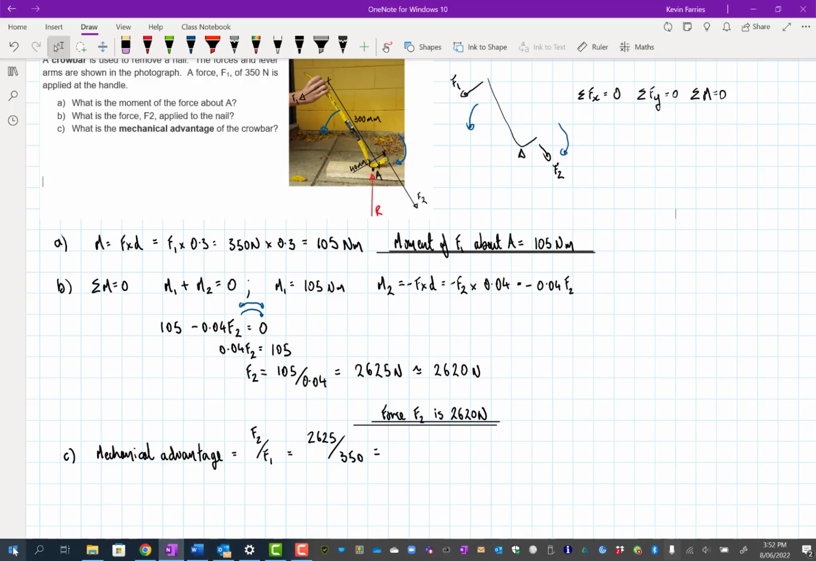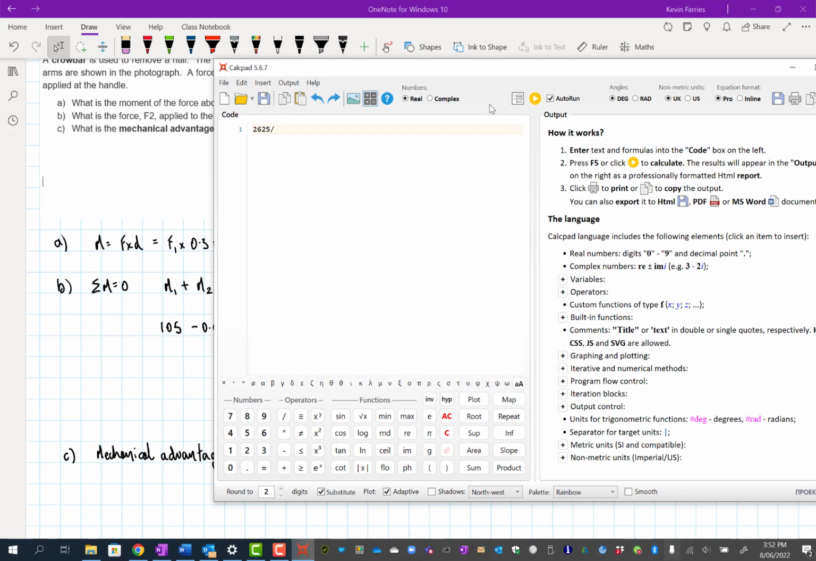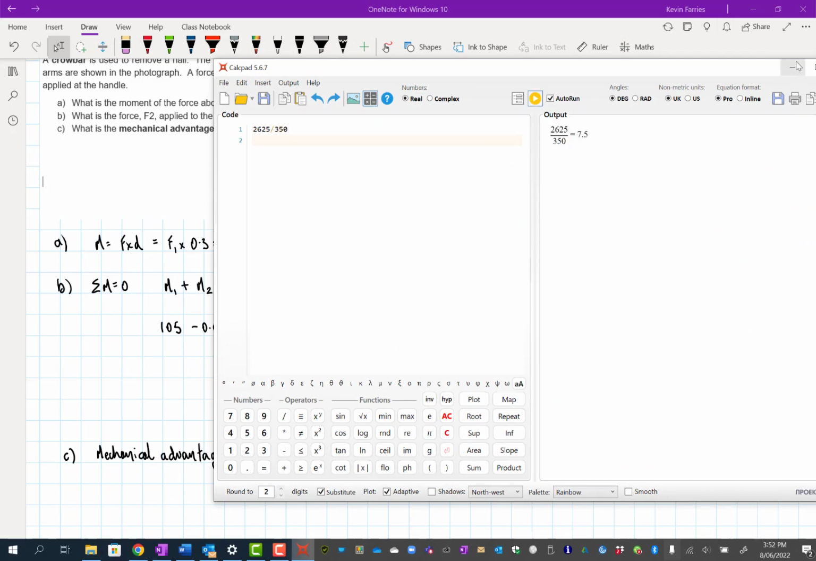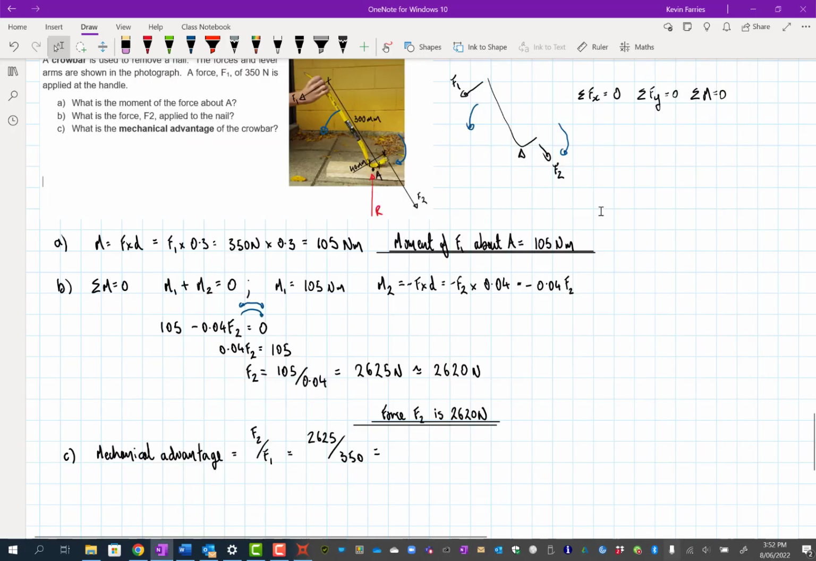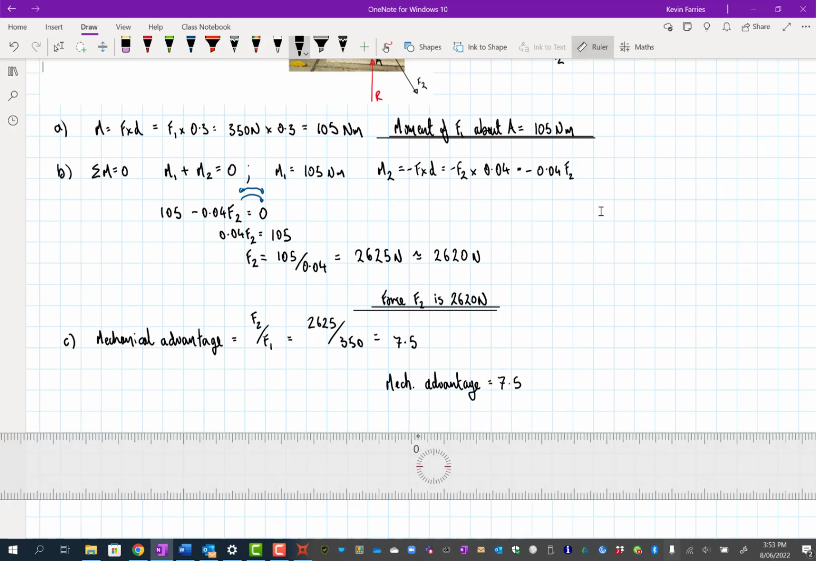oh sorry, wrong one, I've closed it. So much for a short video. So we've got 2625 divided by 350, was it? Divided by 350. 7.5 is the mechanical advantage. Mech for short, advantage is equal to 7.5, and it doesn't have any units, it's just a multiplying factor.